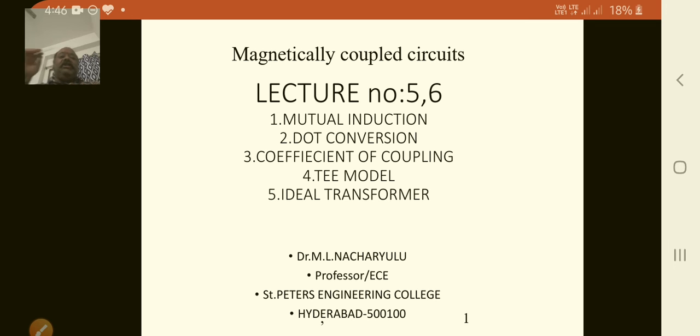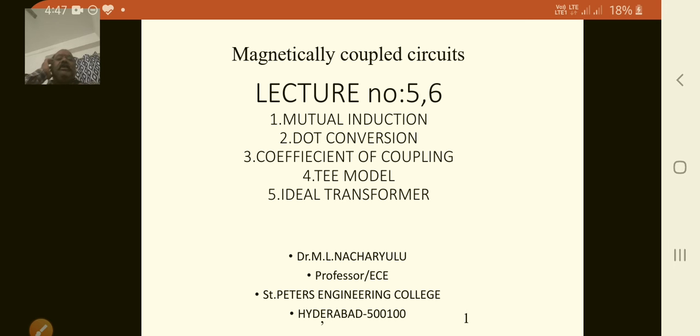Today I would like to continue the lectures of the Network Analysis and Transmission Line subject for the second year, first semester. In this lecture, I am going to discuss magnetically coupled circuits, like mutual induction, dot convention, coefficient of coupling, the T model, and the ideal transformer. These are actually two lectures. We continue the two lectures together most of the time if possible. Otherwise, we break, and after that one more lecture will be given for this.